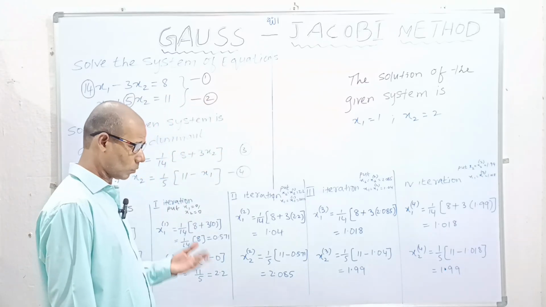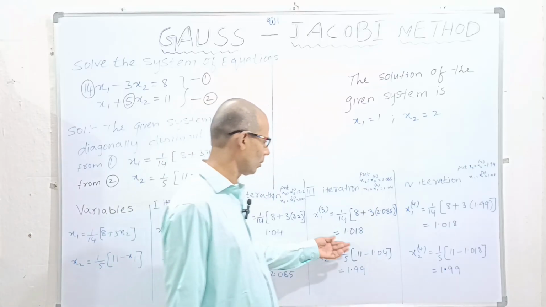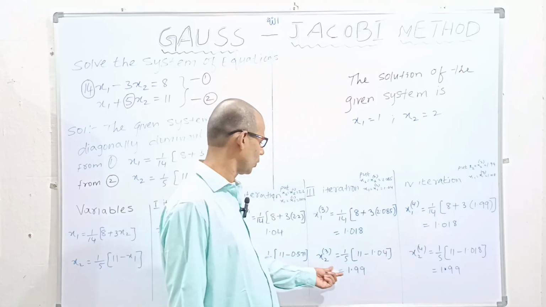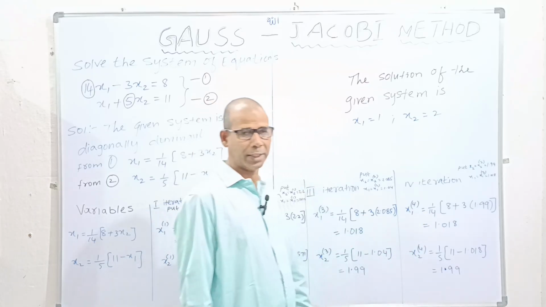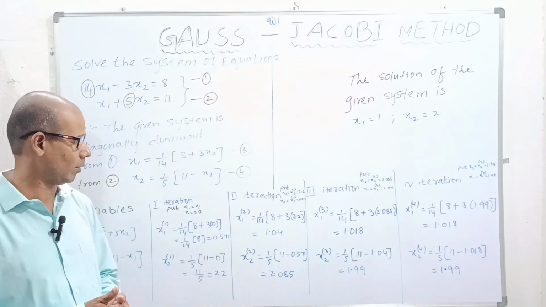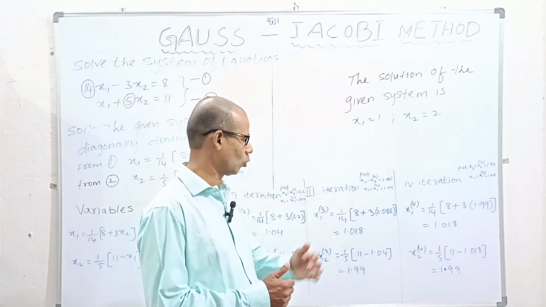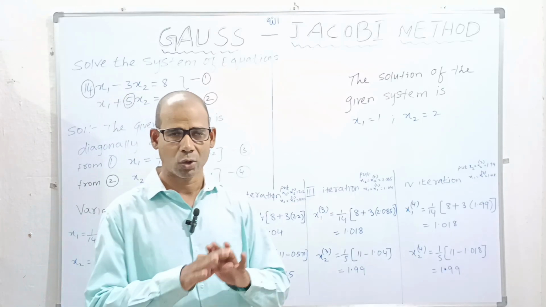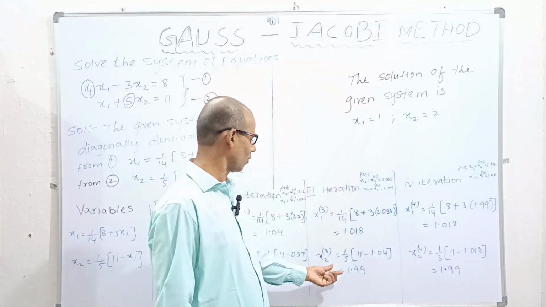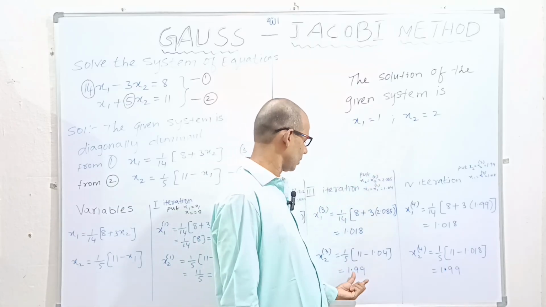Now, if you see the values of x1 and x2 from the third iteration and fourth iteration, we have the same values. x1 is equal to 1.018, here also x1 is equal to 1.018. x2 is equal to 1.99 and x2 is equal to 1.99. So we will stop here. As the values of x1, x2 from the third iteration and fourth iteration are repeated, the solution of the given system is x1 will be taken as 1 and x2 will be taken as 2.